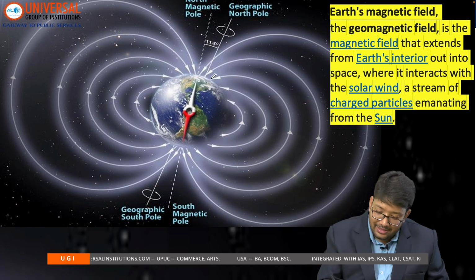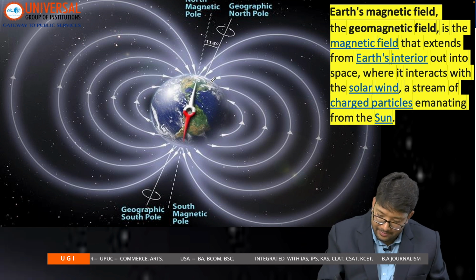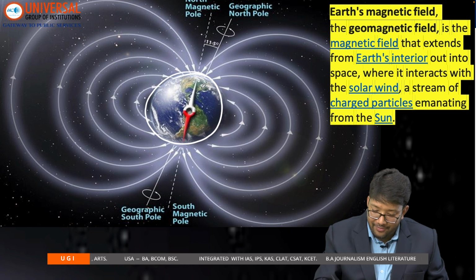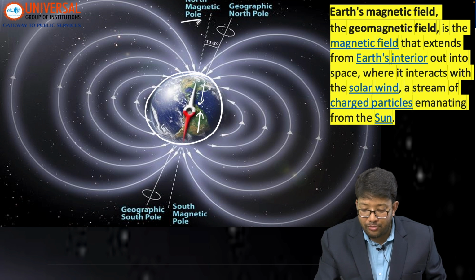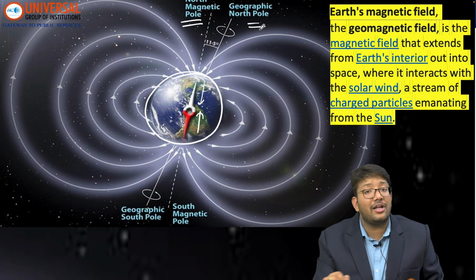As you can see, this is our Earth. We have the North Pole and South Pole also. So there are two types of poles: first is the magnetic North Pole, and second is the geographic North Pole.